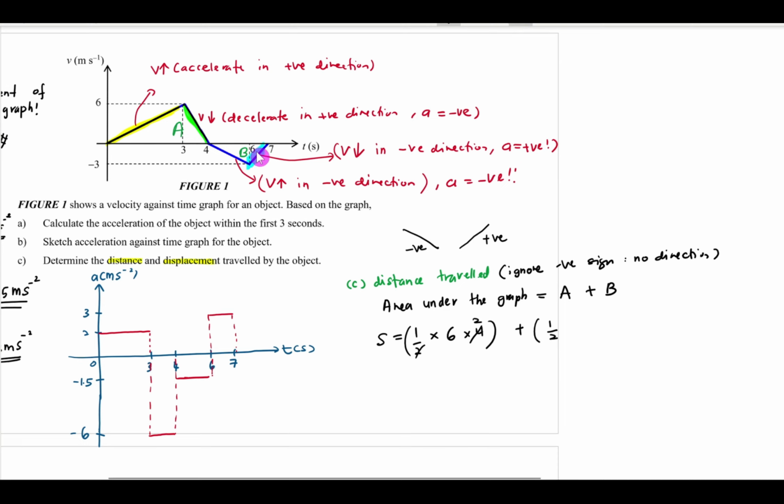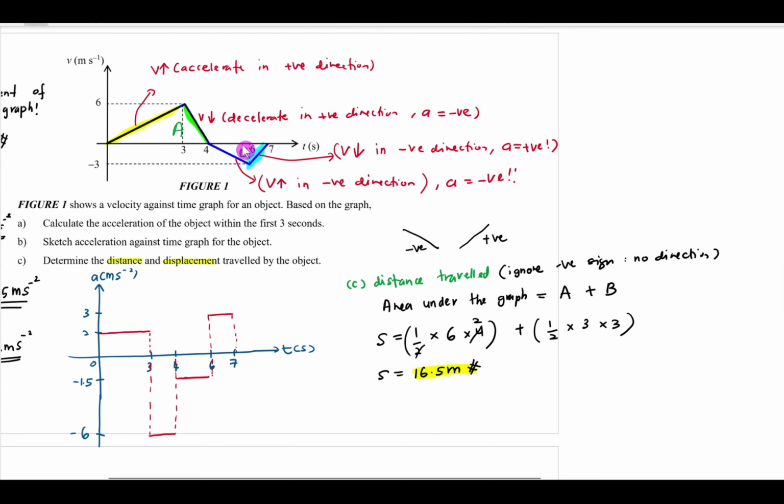Look at this triangle. This should be -3. But because we want to calculate distance, we will take 3 only. Remember, multiply by its base, 7 minus 4, which is 3. So you settle it. The answer is 16.5 meter. So this is the answer.